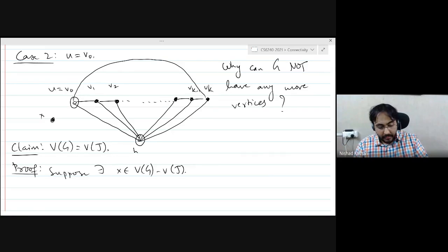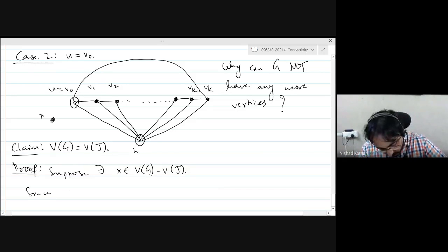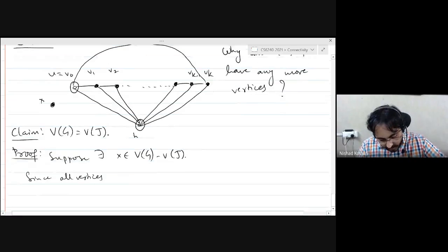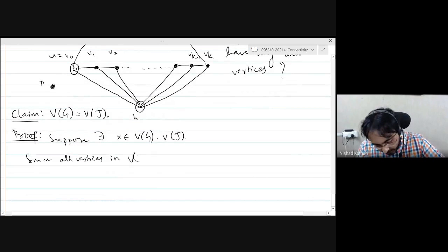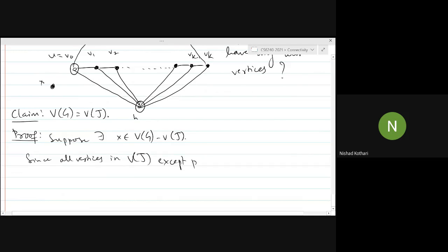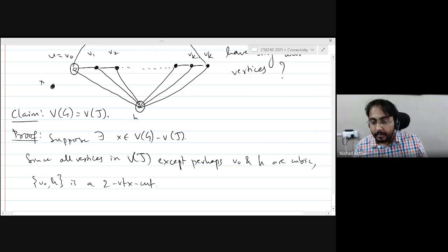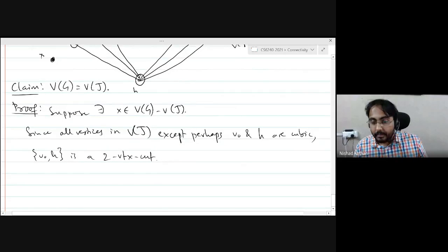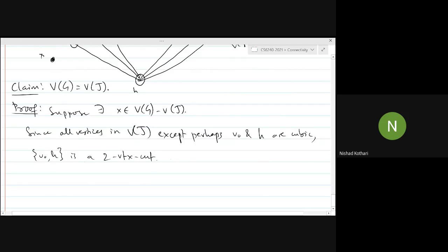Okay? So, since all vertices in VJ except perhaps V0 and H are cubic, I claim that V0 H is a two vertex cut. This should be easy to see, right? And that is a contradiction because our graph is three connected.